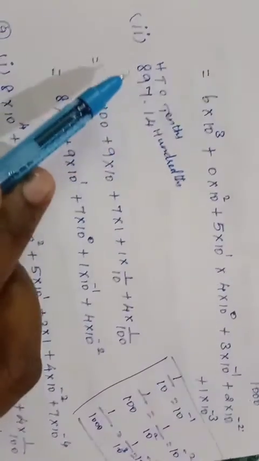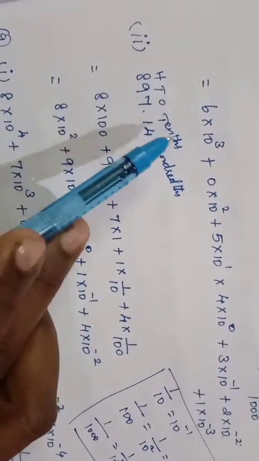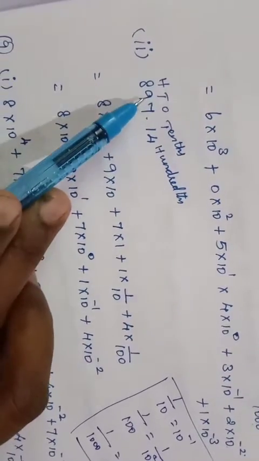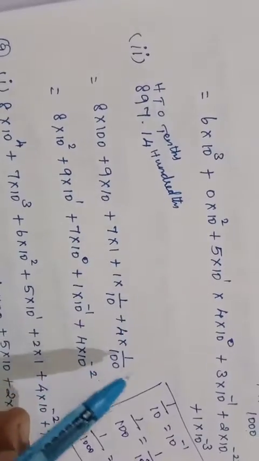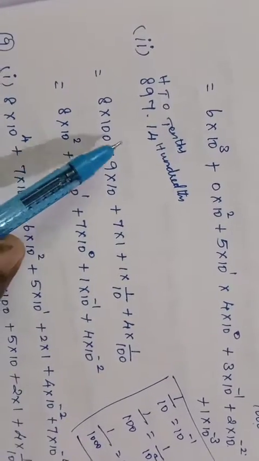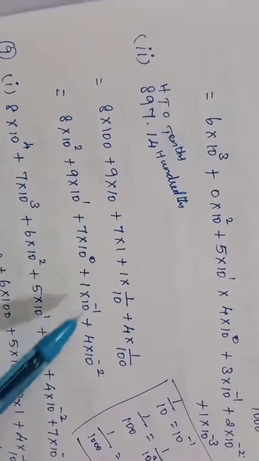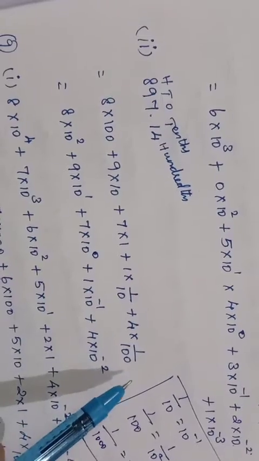The second problem, 897.14: ones, tens, hundreds, tenths, hundredths. So 8 into 100, 9 into 10, 7 into 1, plus 1 into 1 by 10, 4 into 1 by 100. So it is 8 into 10 square, 9 into 10 power 1, 7 into 10 power 0, 1 into 10 power minus 1, and 4 into 10 power minus 2.